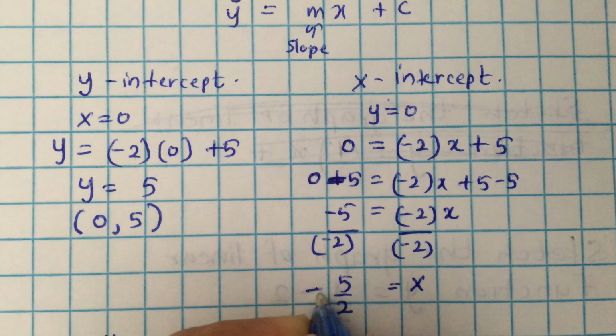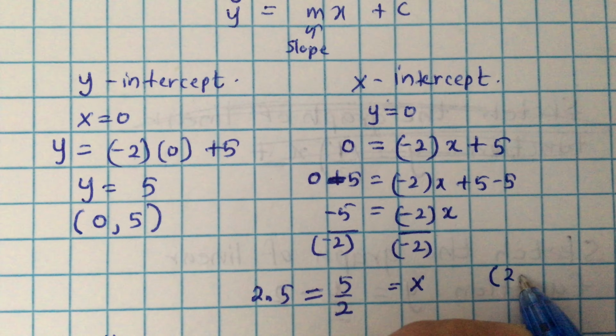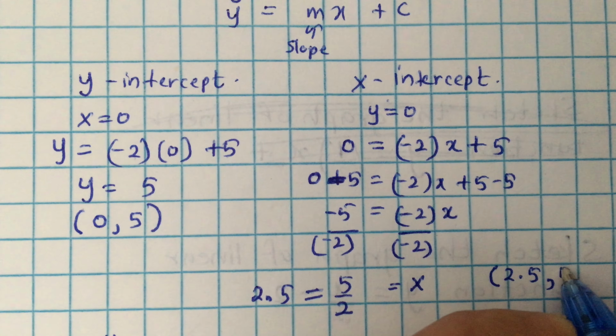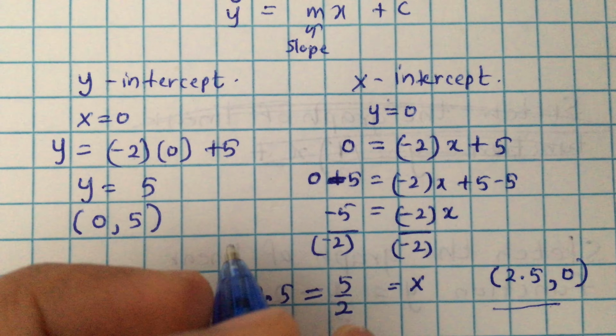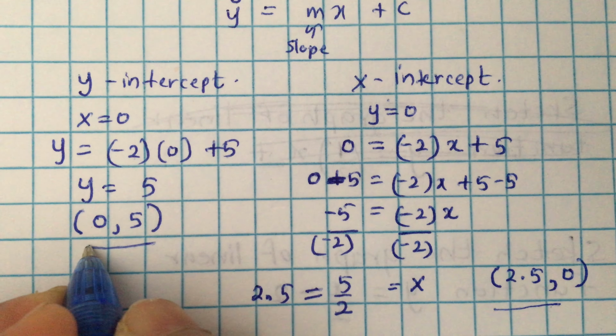Okay, so your x-intercept is: x value is 2.5, comma, y value is 0. So this is your x-intercept. Now you have two coordinates, 2.5 comma 0, and you have another coordinate 0 comma 5. Now you can draw the graph.